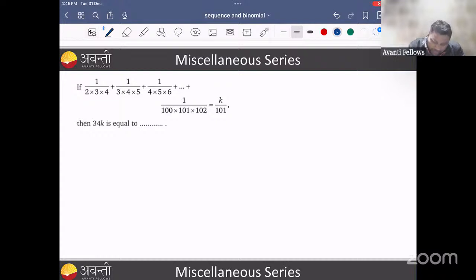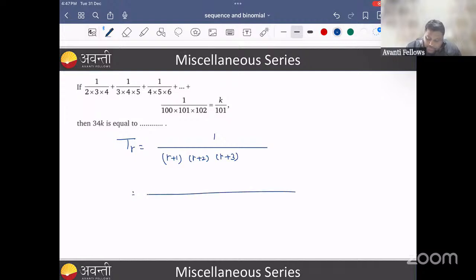What will be the rth term of this series? The rth term of the series will be 1 upon r plus 1, r plus 2, r plus 3. After calculating the rth term, whenever you see this, always put the value of r as 1. Are you getting the first term? Yes. Put r as 2. Are you getting the second term? Yes. Put r as 3. Are you getting the third term, 4, 5, 6? Yes. So if you are getting the right first, second and third terms, that means the rth term you have written is completely correct.